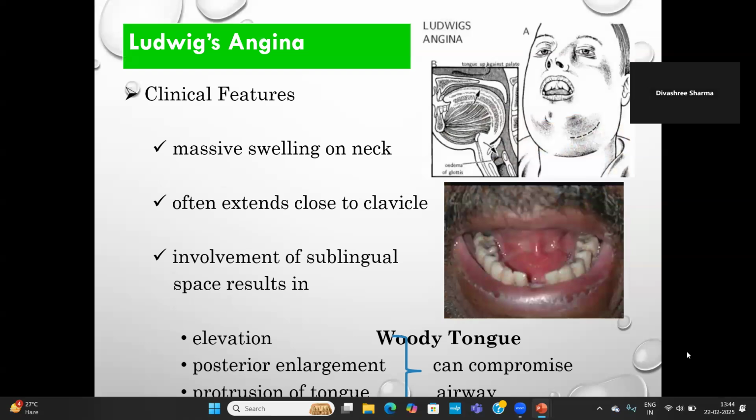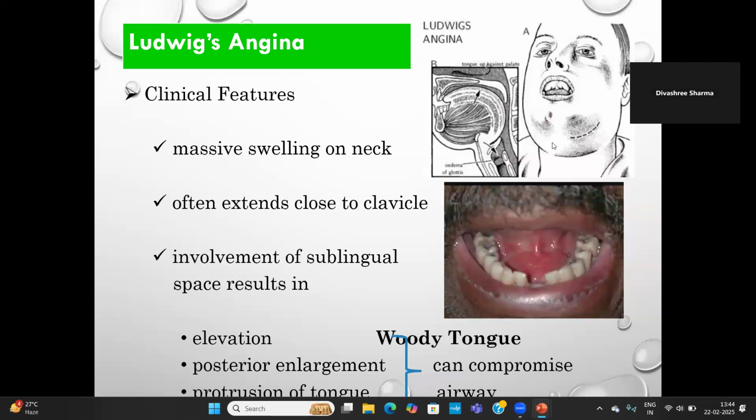This is what a patient of Ludwig's angina looks like. And classically, the presentation which we discussed in the definition of Ludwig's angina, it is the bilateral brawny swelling involving the submental, submandibular, and the sublingual spaces.